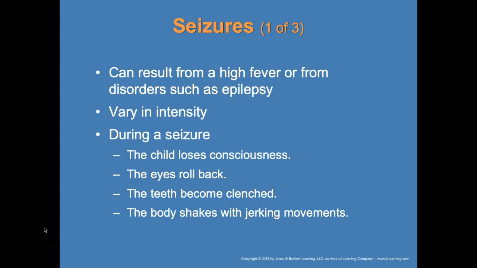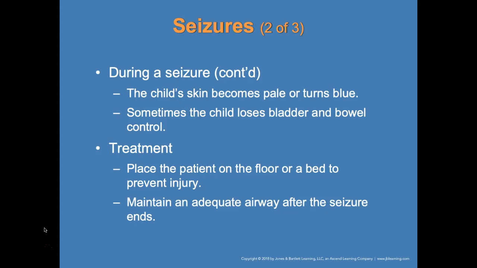So, talking about seizures, once again, they can result from a high fever or from disorders such as epilepsy. They can vary in intensity. During the seizure, the child might lose consciousness, eyes roll back in their head, teeth become clenched, and the body shakes with jerky movements. Skin can turn blue. Sometimes the child might lose their bladder and bowel control.